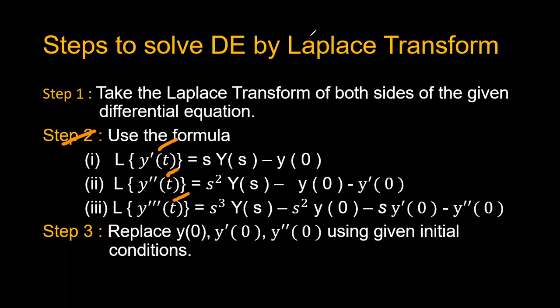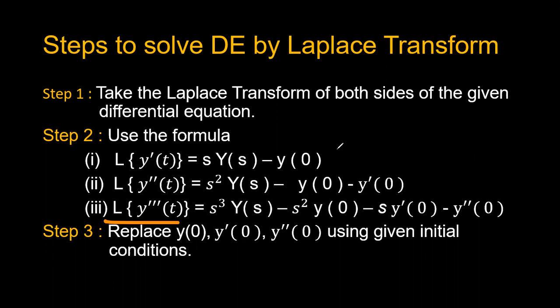If you have the Laplace transform of y dash of t, it can be represented as s into Y of s minus y of 0. Next, if you have the Laplace transform of y double dash of t, then it can be represented as s square into Y of s minus s y of 0 minus y dash of 0. Similarly for the third order differential equation.